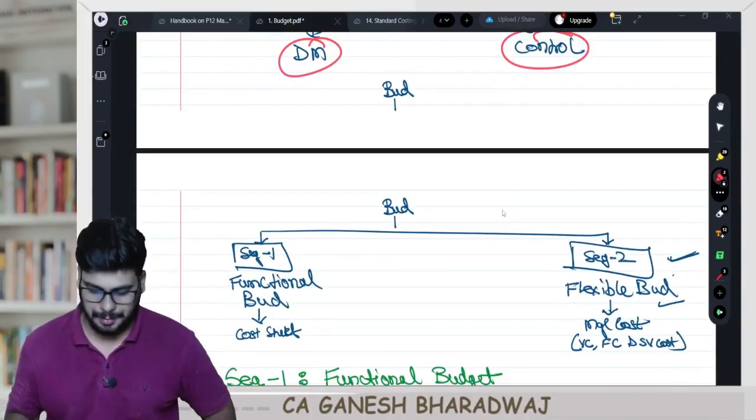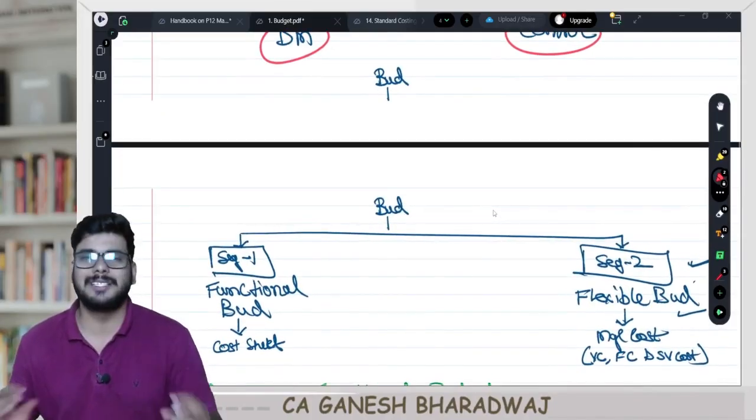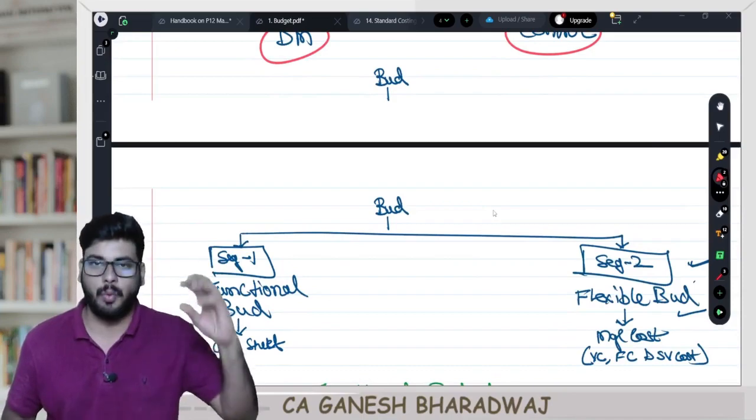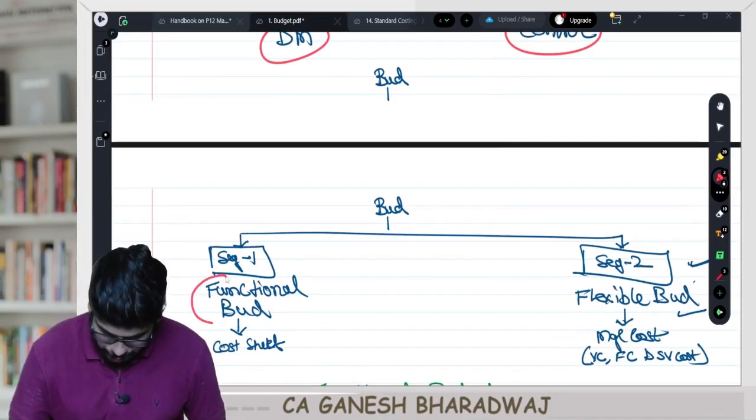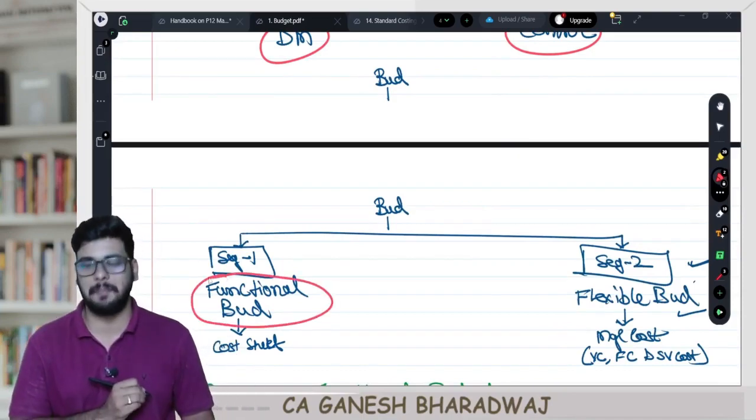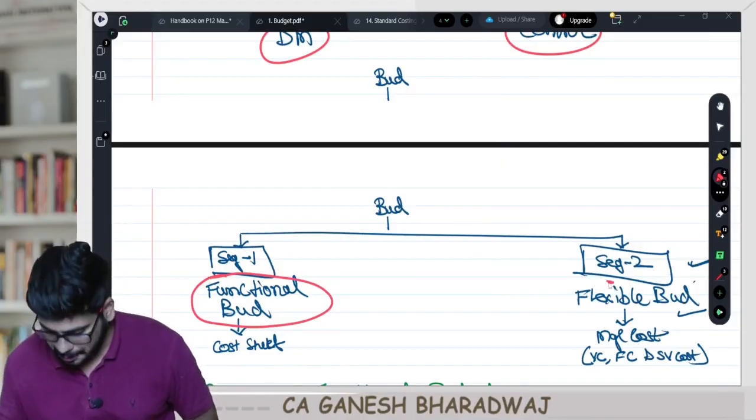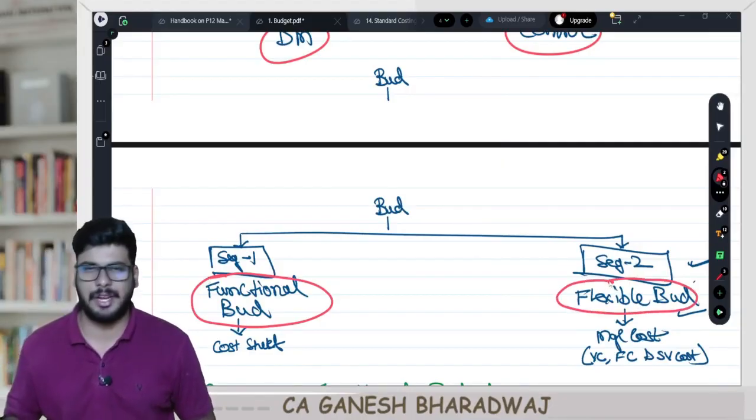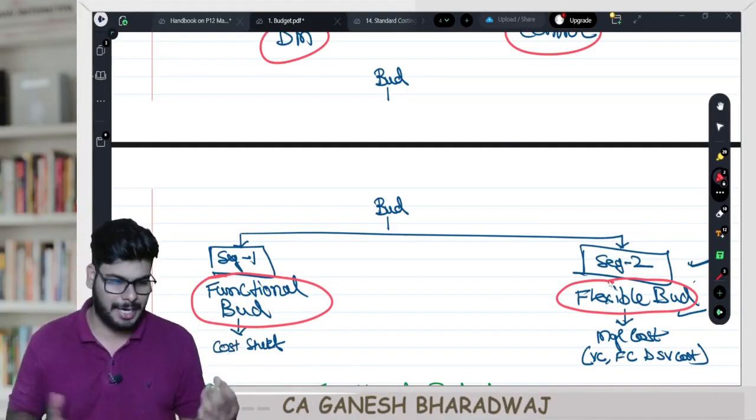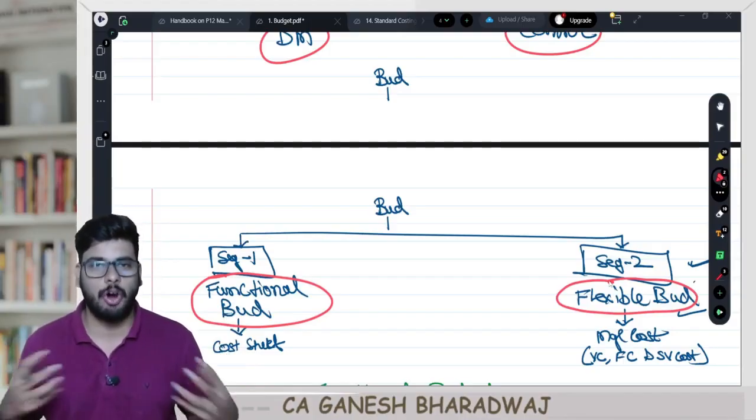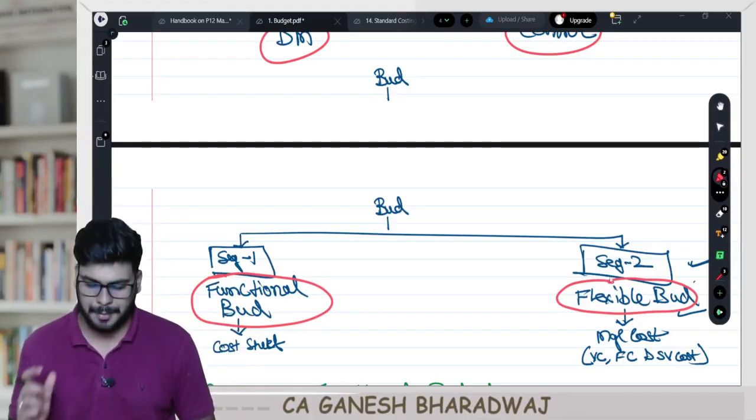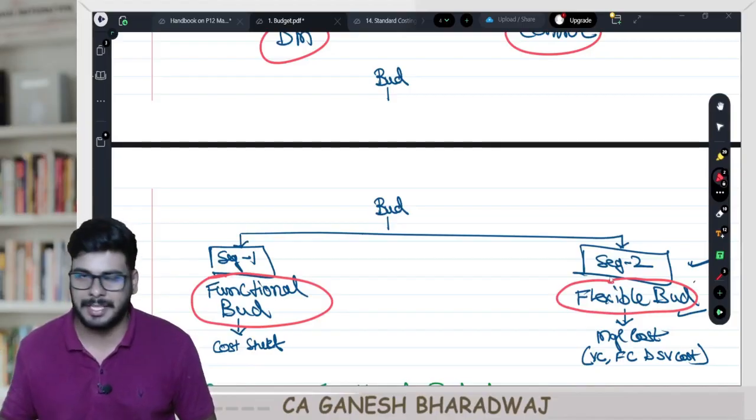Now, predominantly this budgeting chapter is bifurcated into two segments. One is preparation of something called functional budgets. The other one is preparation of something called flexible budget. Broadly, if we want to categorize, these are the two components inside this particular chapter: functional budgets and flexible budgets.